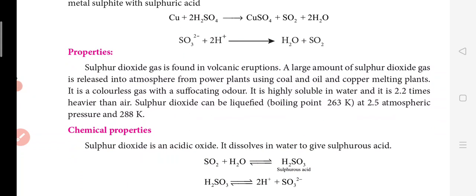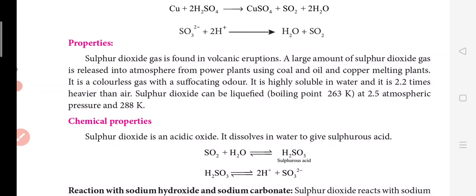Their properties are, they are found in volcanic eruptions, and a large amount of sulfur dioxide gas is released into the atmosphere from power plants using coal and oil and copper melting plants. So from many of these industries, it is released into the atmosphere. It is a colorless gas with a suffocating odor, so it is not good for breathing. If we breathe it, we feel suffocated.